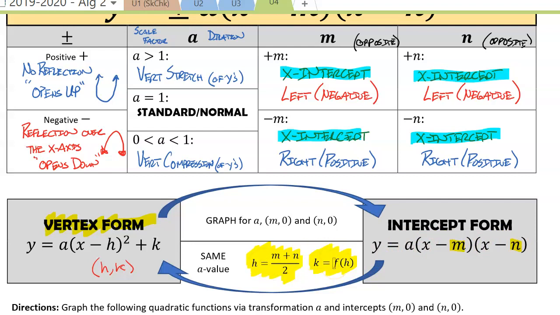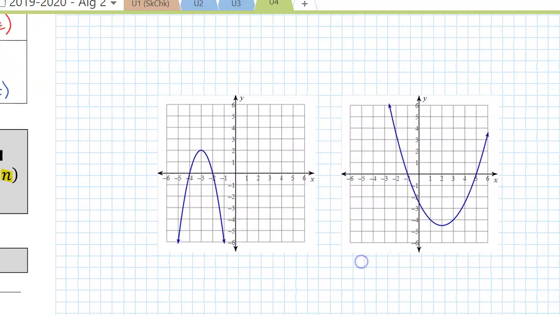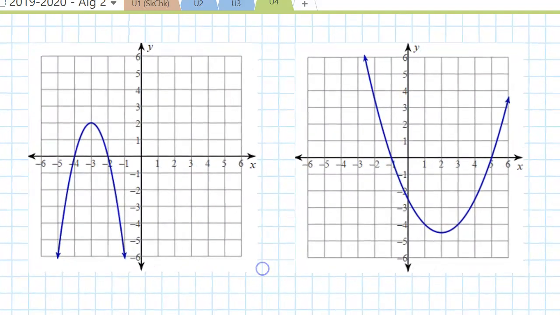So to find the h value of my vertex, all we are going to do is add our two given m and n values together and divide by 2. Now, this is just finding the average, or finding the middle of these two x-intercepts. And I want to show you where this formula came from. We're going to look at 2 graphs of quadratics in relation.